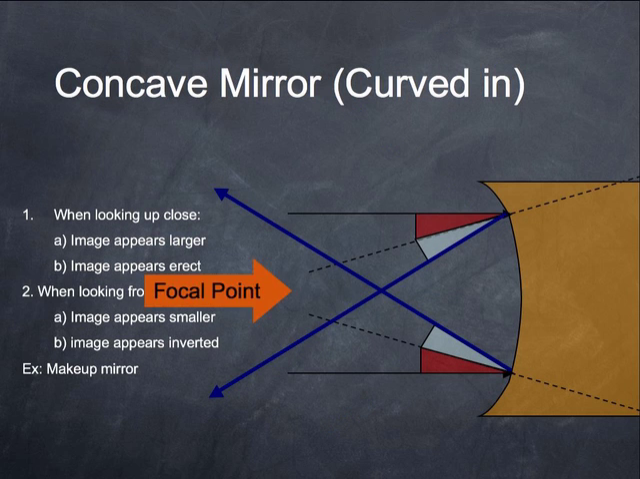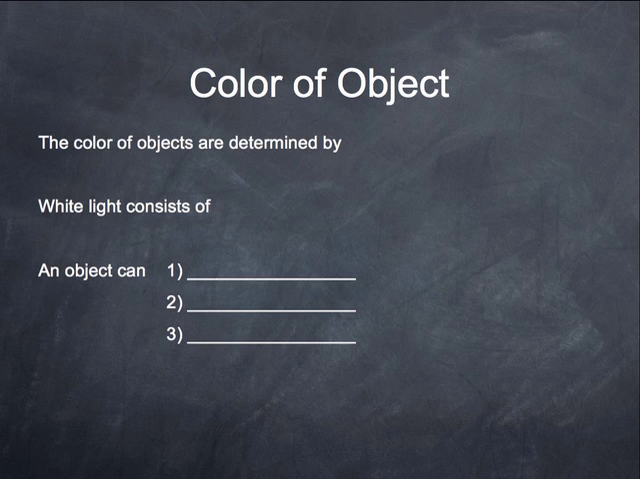This is so confusing. All right, let's finish up today by talking about color. We talked about this already. The color of an object that you see is determined by whatever colors it reflects. White light is made up of which colors? All of the visible colors. All of the ROY G. BIV: red, orange, yellow, green, blue, indigo, and violet. ROY G. BIV. Yep.